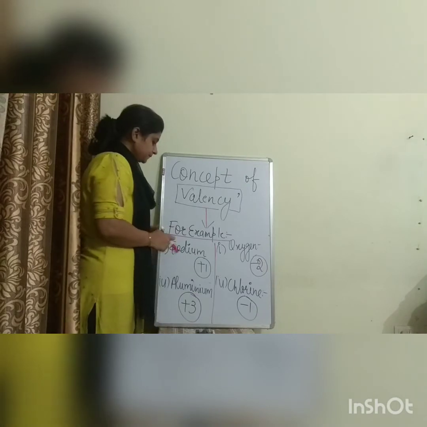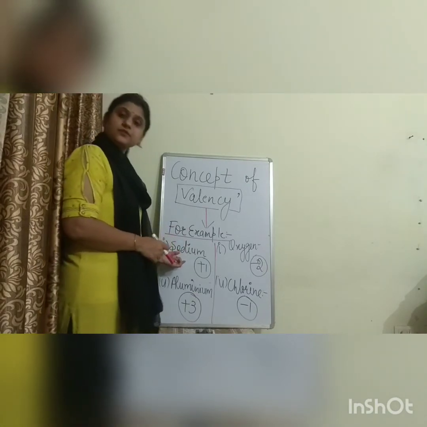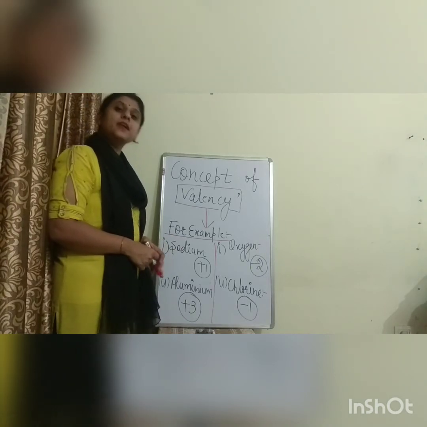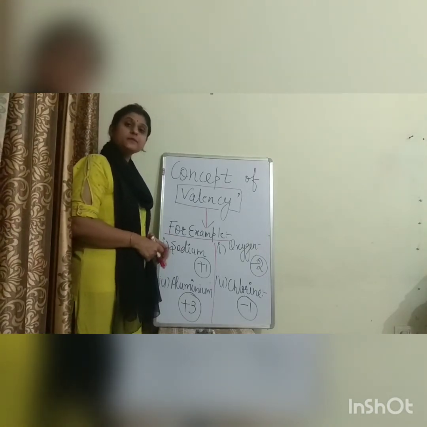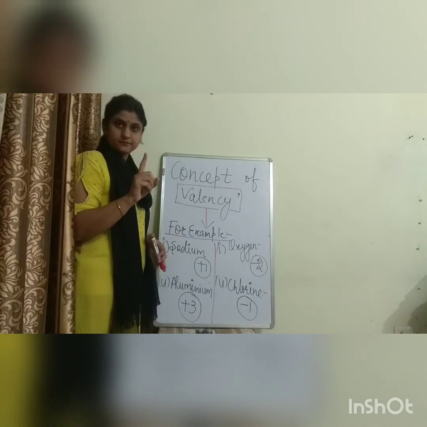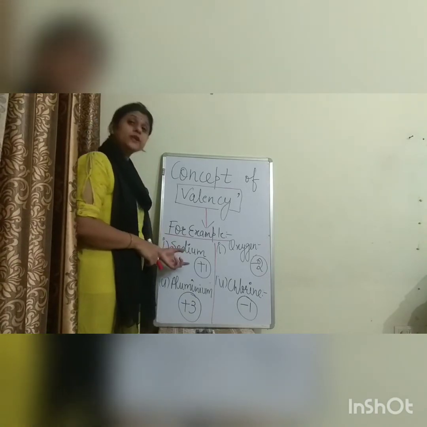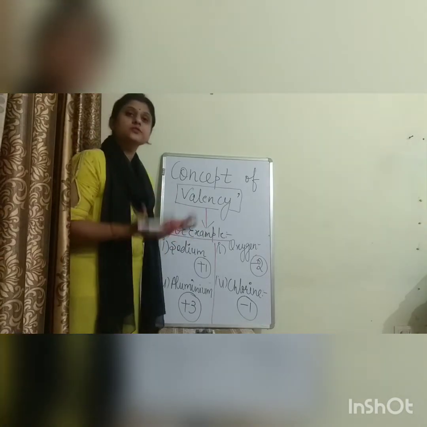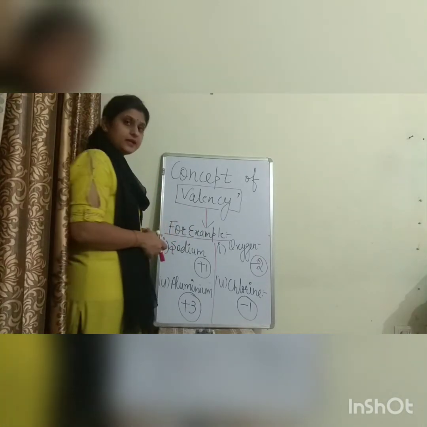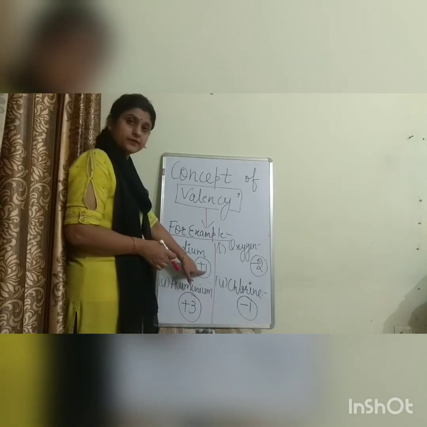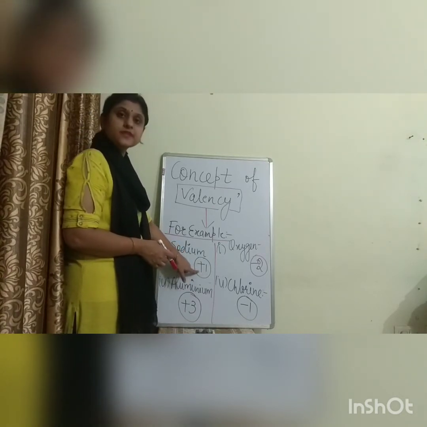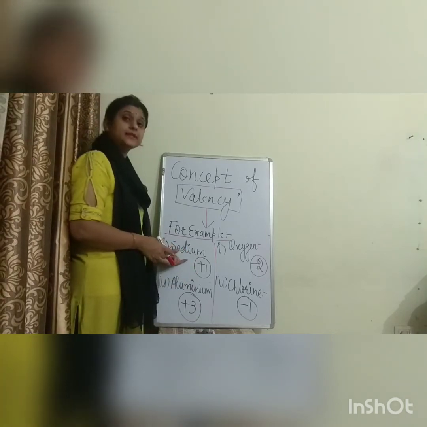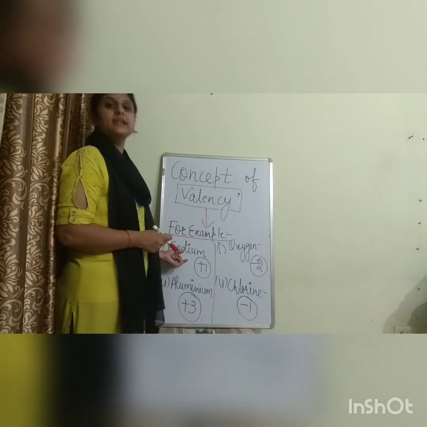For example, sodium. As we know that the atomic number of sodium is 11. So, in the outermost shell, sodium has only one electron left. Fine. So, in order to get stability, what does the sodium atom do? It loses one electron and gets the valency +1. But why have I used a positive sign here? Because this positive sign shows that the sodium atom loses its electron.